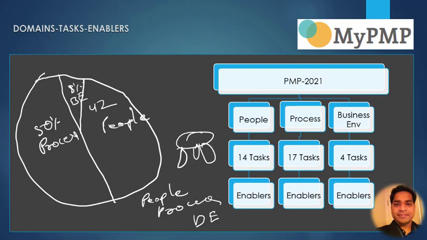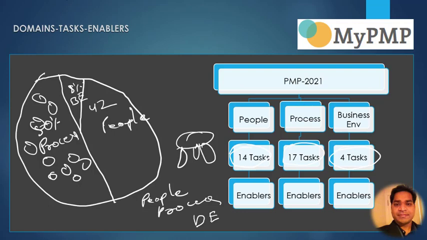Inside each domain we'll be having something known as tasks. Okay, tasks. So for example, in the people domain we have got 14 tasks. Okay, and in the process domain we have got 17 tasks. In the business environment domain we have got 4 tasks. Okay, so for example, let's say in the process domain there is a task known as engage stakeholders.